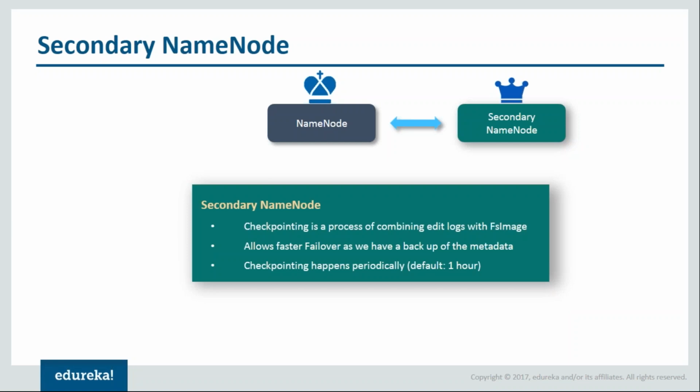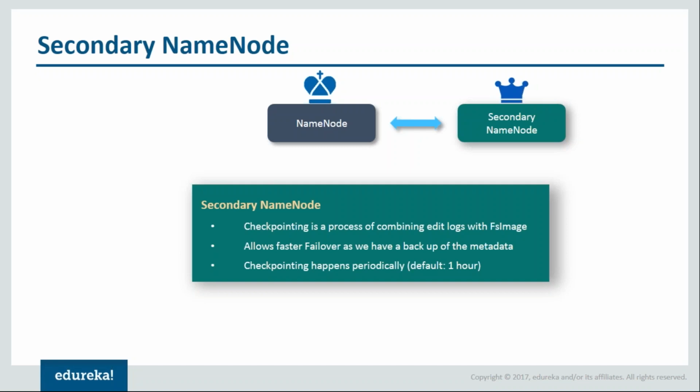So checkpointing is a process of combining edit logs with FS image. Now let me tell you what is an edit log and what is an FS image. Let's say that I have set up my Hadoop cluster 20 days back, and whatever transactions happen, whatever new data blocks are stored into my HDFS, whatever data blocks are deleted, every transaction is contained in a file known as FS image. An FS image resides in your disk.